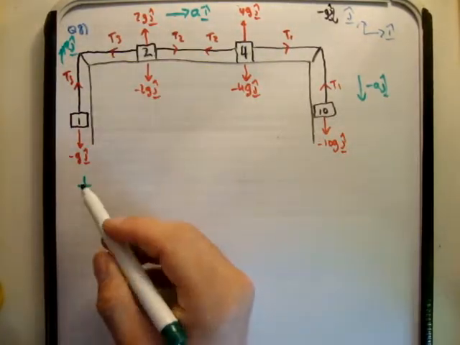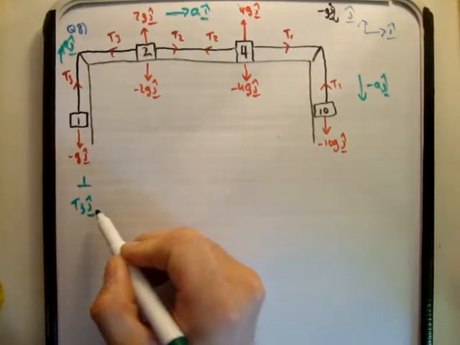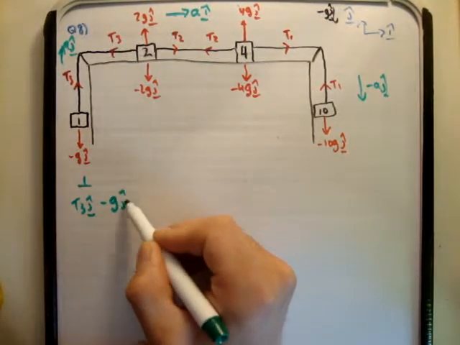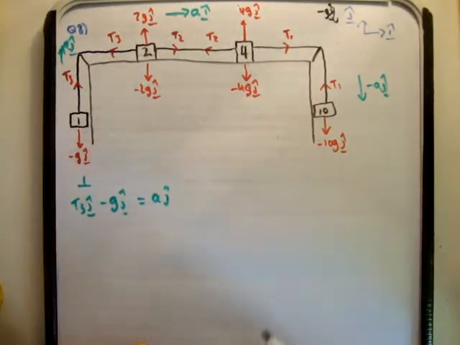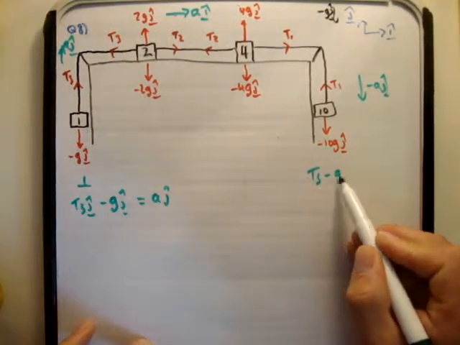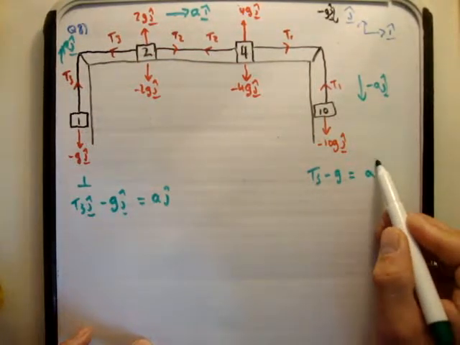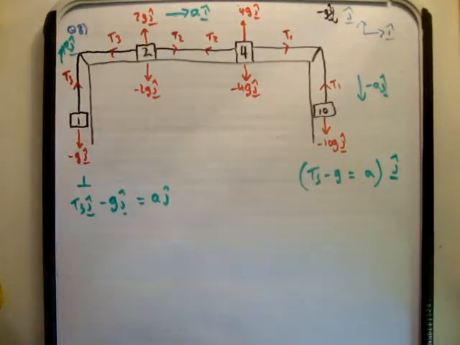Alright? So anyway, for mass number 1, it's going to be T3 j hat minus g j hat is equal to a j hat times 1. Alright, so I'm going to call this equation 1. So T3 minus g is equal to a, and this is all in the j hat direction. Alright, so that was pretty straightforward.